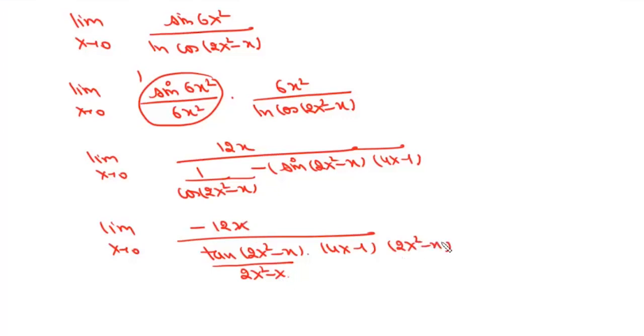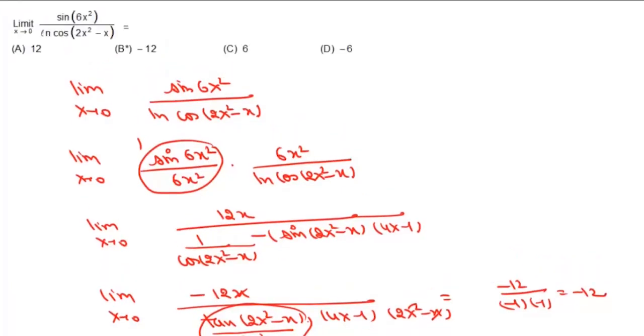Now this x will cancel. This is standard limit 1. So we put this limit, we'll get minus 12. This is minus 1. And here also will be this minus 1. So the answer to this limit is minus 12. And that's your option B.